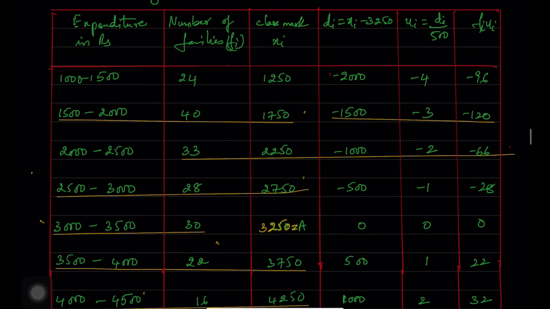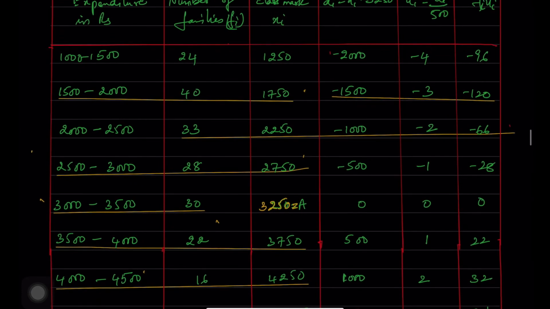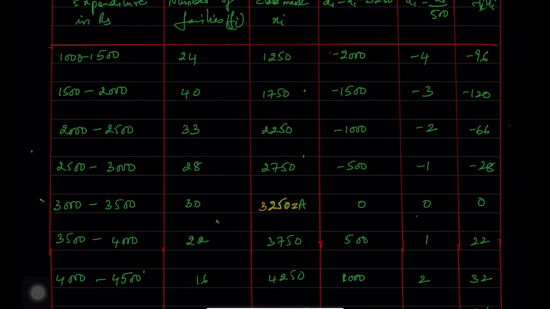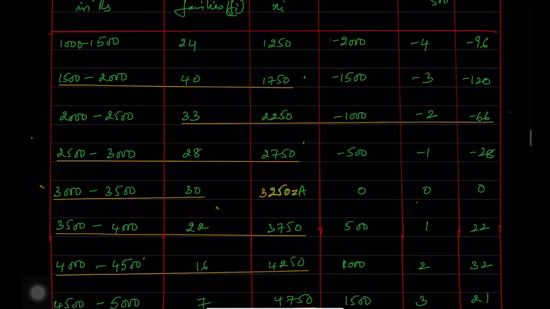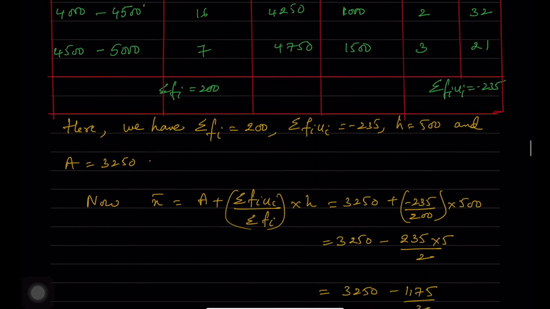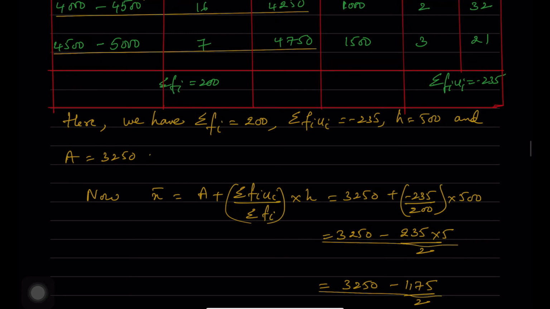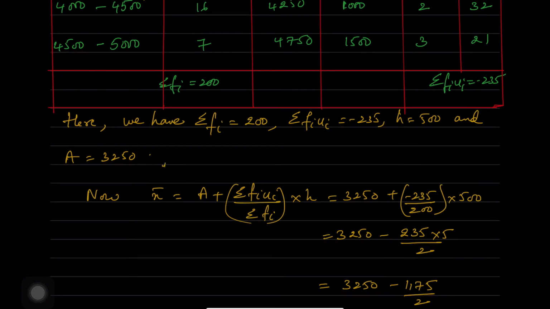Therefore now you can multiply fi into ui, that is 24 into minus 4 is minus 96, 40 into minus 3 is minus 120, then 33 into minus 2 is minus 66, 28 into minus 1 is minus 28, 30 into 0 is 0, 22 into 1 is 22, 16 into 2 is 32 and 7 into 3 is 21. Now here we have total sigma fi equal to 200, because 200 families are there, and sigma fi ui is equal to minus 235.